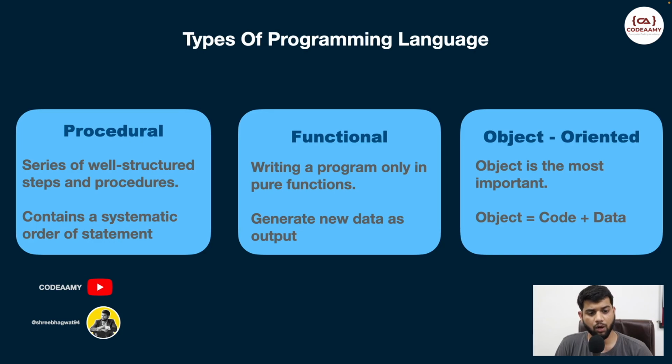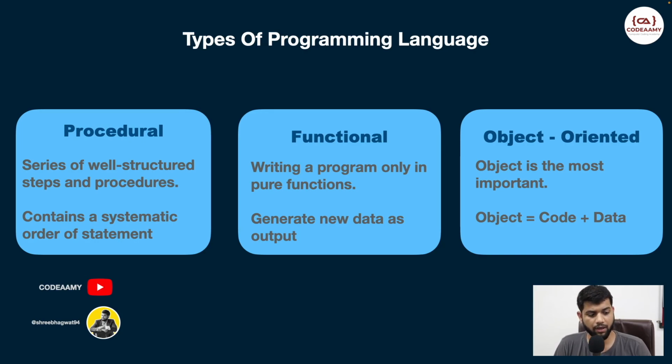It revolves around functions. Now coming back to object-oriented programming language. Object-oriented programming language is the most widely used programming language. Why? Because in this language there is an object. As the name suggests, it is object-oriented, so the object is given the most importance. Now what is an object? An object is an instance of a class. So before going to object, let us first understand what a class is.